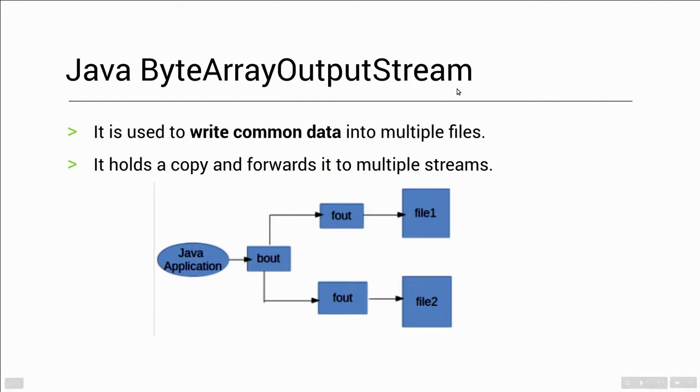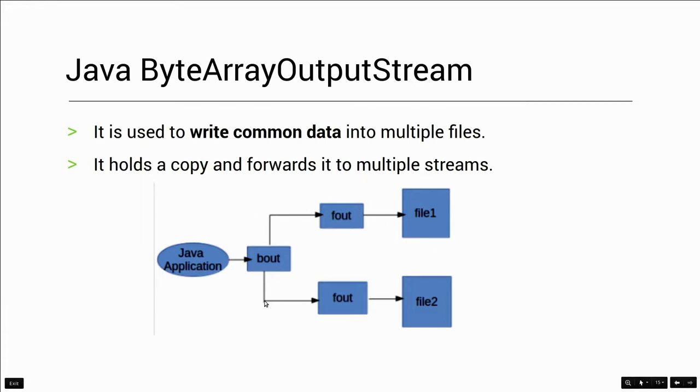So ByteArrayOutputStream means you can write multiple bytes into a file using some output stream. The purpose here is, if you need to copy common data to multiple files, then we can use ByteArrayOutputStream to write the common data into multiple files. Technically, what it does is, this ByteArrayOutputStream holds or copies that common data, and it will forward the data to multiple streams.